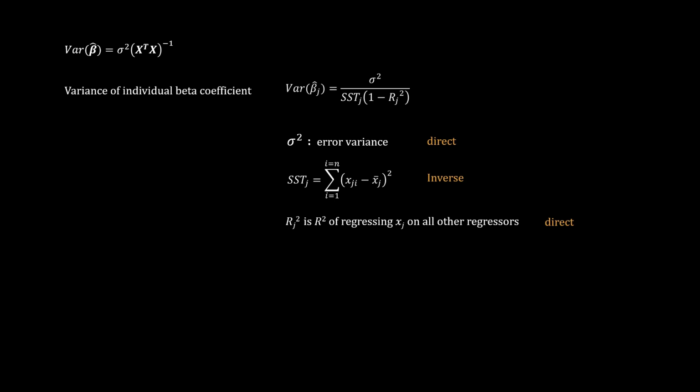Consider the extreme case where a regressor is perfectly explained by one or more other regressors, which means Rj square for that regressor will be 1. Then in that case, the variance on beta j becomes infinity and OLS will break.